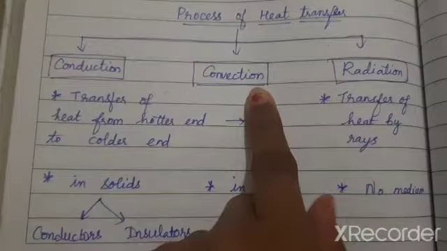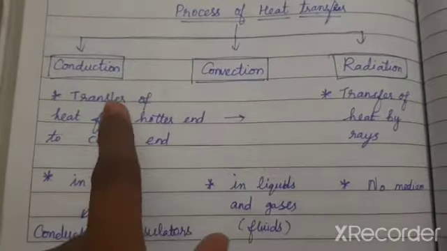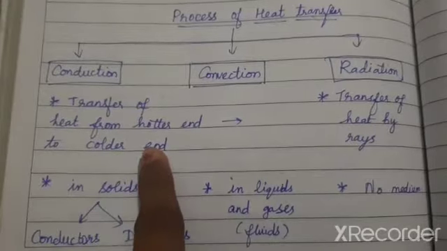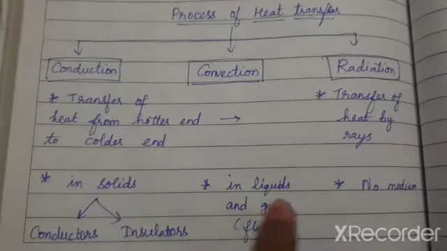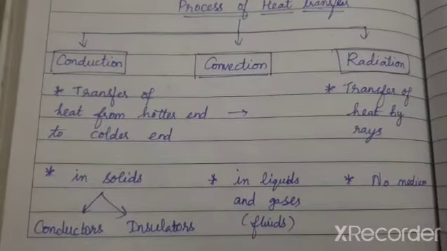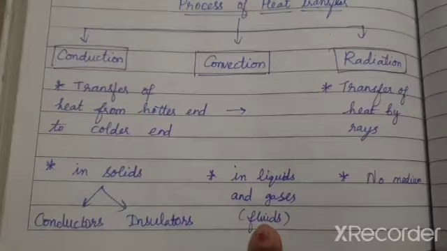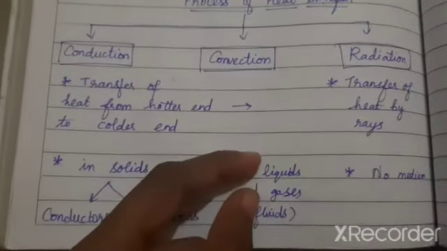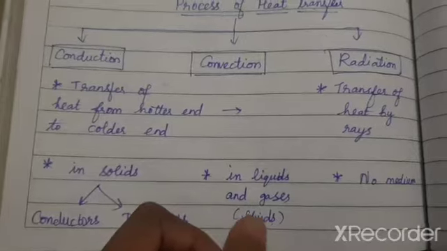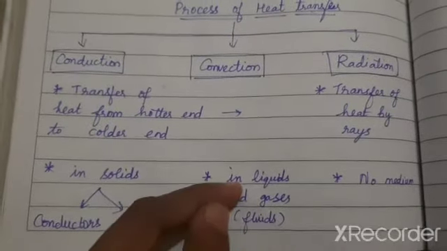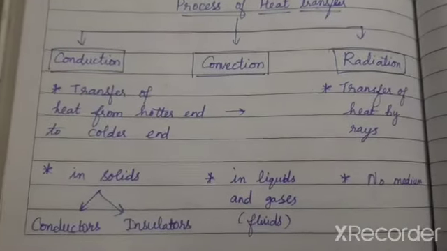Then the next process is convection. Convection is also the same thing, that is the transfer of heat from hotter end to the colder end, but in case of liquids and gases. So liquids and gases are commonly called by the name fluids. These two can be called by one name, that is fluids. So whenever I tell fluids, it represents both the liquids and gases.